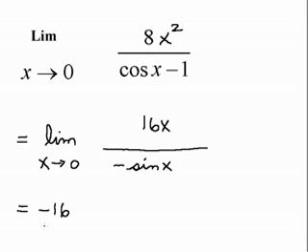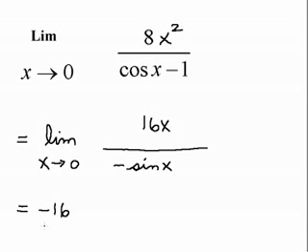We say that this limit equals the limit as x approaches 0 of 16x over negative sine x. I took the derivative of the numerator, and then I took the derivative of the denominator. Now, once again, I get 0 over 0.